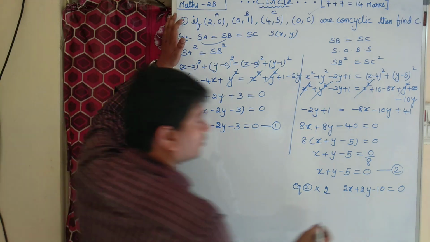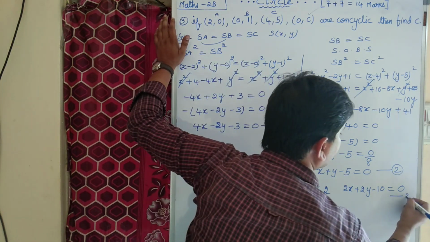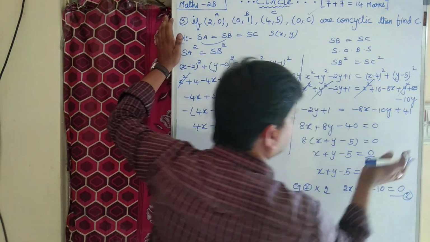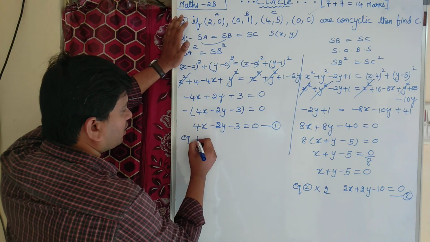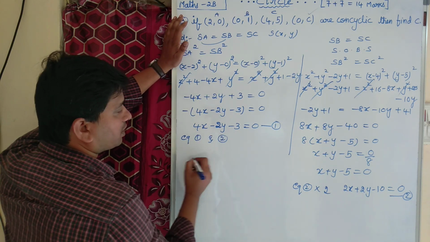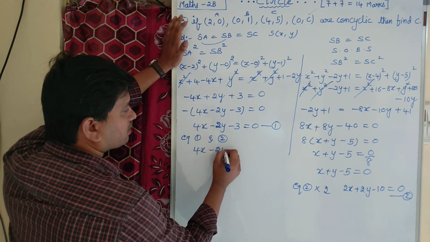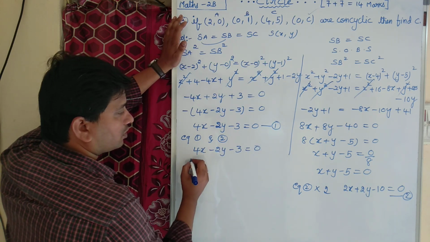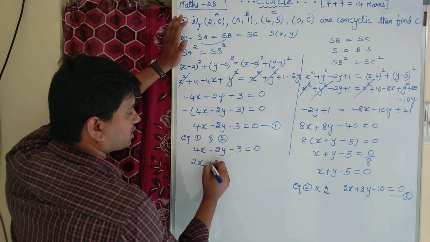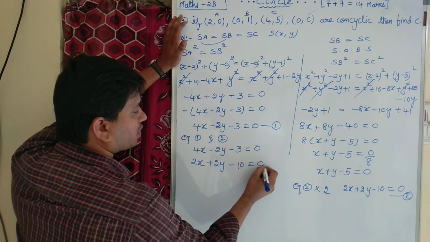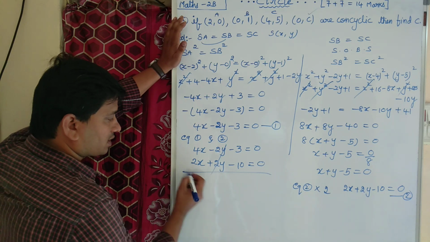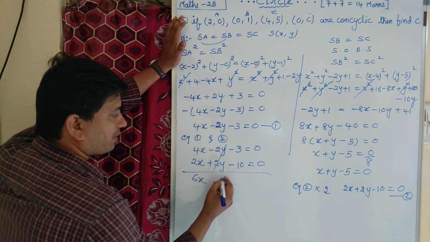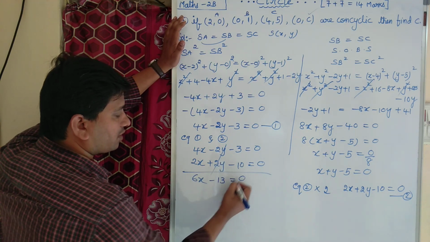So now consider this as equation number 2, right? Now solve equations 1 and 2. Equation number 1: 4x minus 2y minus 3 equal to 0. Equation number 2 is 2x plus 2y minus 10 equal to 0. Plus 2y minus 2y gets cancelled. 4x plus 2x is 6x, minus 3 minus 10 is minus 13, equal to 0.